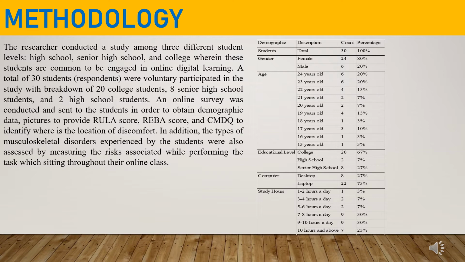An online survey was conducted and sent to the students in order to obtain demographic data, pictures to provide the RULA score, REBA score, and the CMDQ to identify the location of discomfort. In addition, the types of musculoskeletal disorders experienced by the students were also assessed by measuring the risk associated while performing the task, which is sitting throughout their online class.